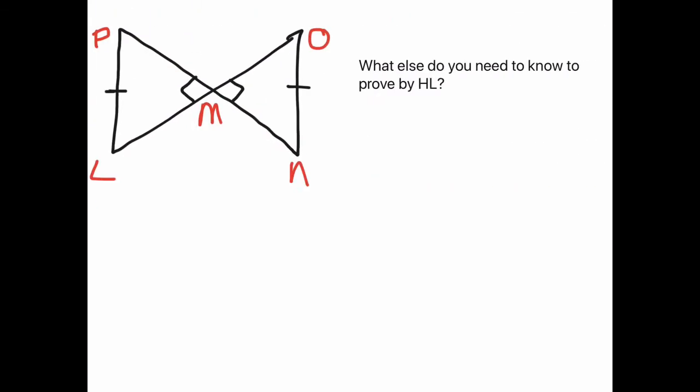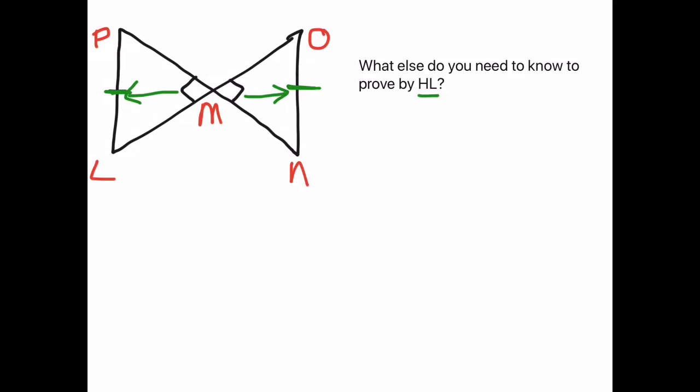Our first one here wants to know what additional information we need to know in order to prove the triangles are congruent by HL. HL, of course, means hypotenuse leg. And it is important to remember that the hypotenuse is always across from the right angle. So in order to know HL, we need the hypotenuse and we need a leg. And currently we know that this hypotenuse, ON, is congruent to this hypotenuse, PL. So what we really need to know is a leg.